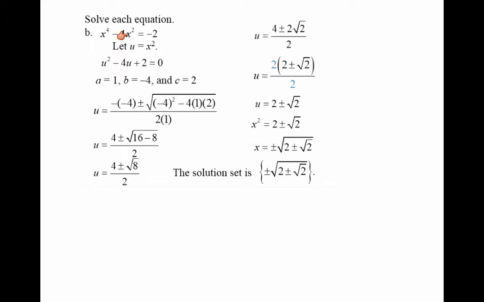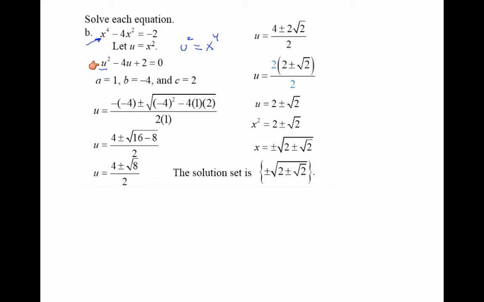I'm going to let some variable like u equal to x to the power of 2, this term here. If I raise both of these sides to the power of 2, then u to the power of 2 must be equal to x to the power of 4. So that's what I have. I have x to the power of 4 here. So I'm going to call this u squared. And here would be minus 4u plus 2 equal to 0. So I'm forcing this equation to look like a second order equation.